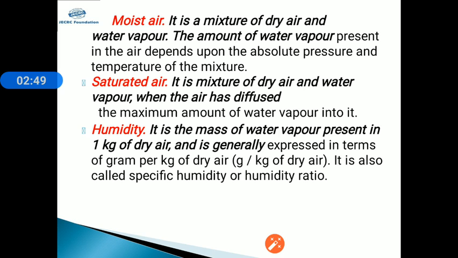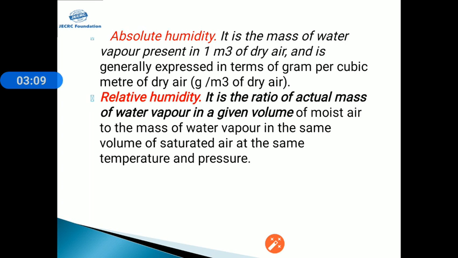Now, humidity. Moist air and humidity both are different. Humidity is the mass of water vapor present in 1 kg of dry air and is generally expressed in terms of gram per kg of dry air. It is also called specific humidity or humidity ratio. Absolute humidity. It is the mass of water vapor present in 1 cubic meter of dry air and is generally expressed in terms of gram per cubic meter of dry air.